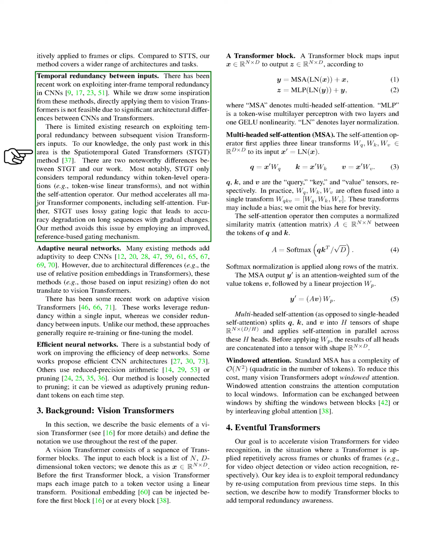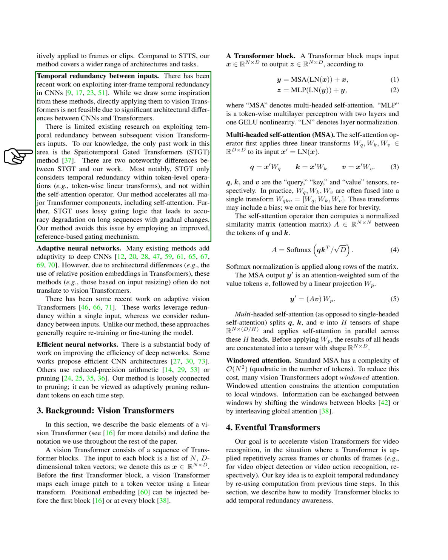Our work differs from STGT in two significant ways. Firstly, STGT only considers temporal redundancy within token-level operations, not within the self-attention operator. Our method, on the other hand, speeds up all major transformer components, including self-attention. Secondly, STGT uses a lossy gating logic that can degrade accuracy on long sequences with gradual changes. We avoid this problem by using an improved, reference-based gating mechanism.